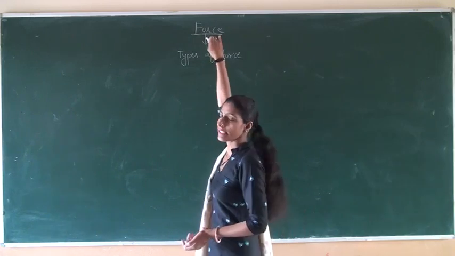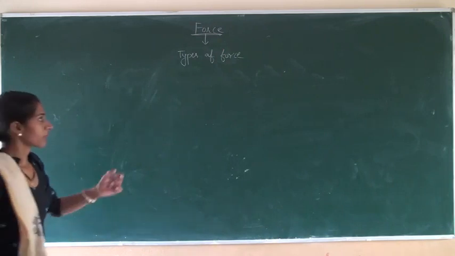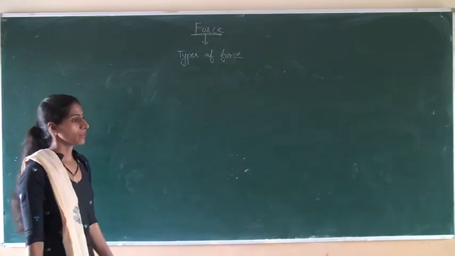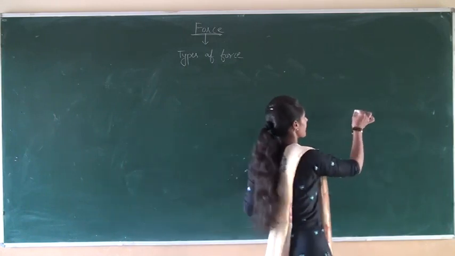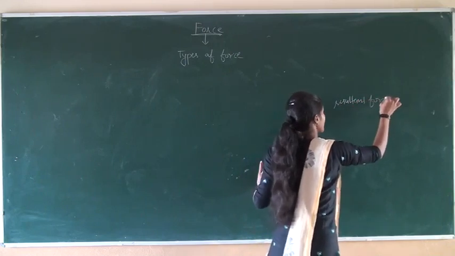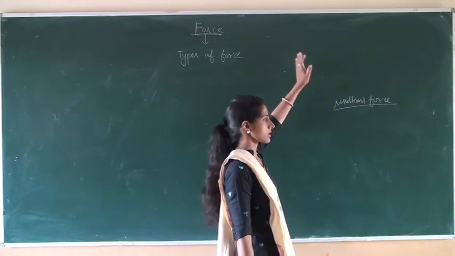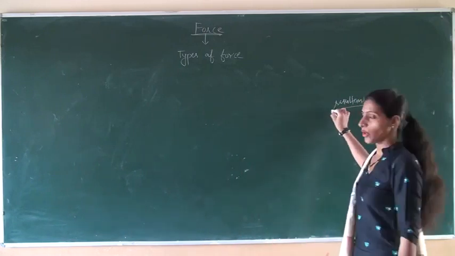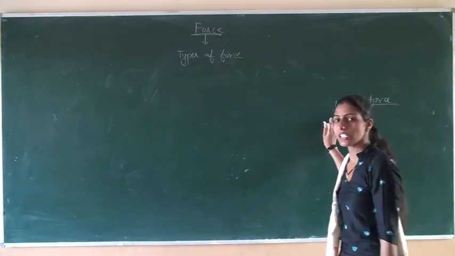Yesterday we discussed the force. Today we will discuss the types of force. Before discussing types of force, a small topic remains, that is resultant force. Yesterday we discussed force and balanced and unbalanced force. After that, a small topic remaining is resultant force. How do we calculate the resultant force?